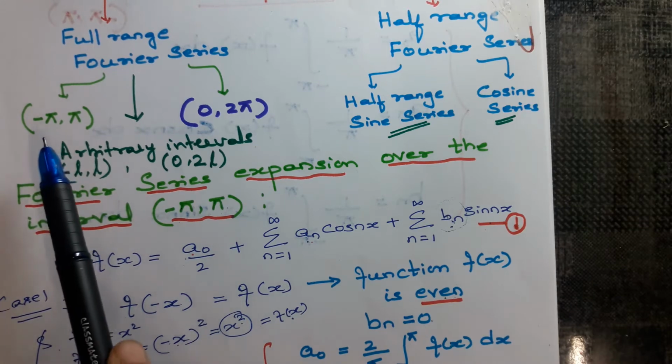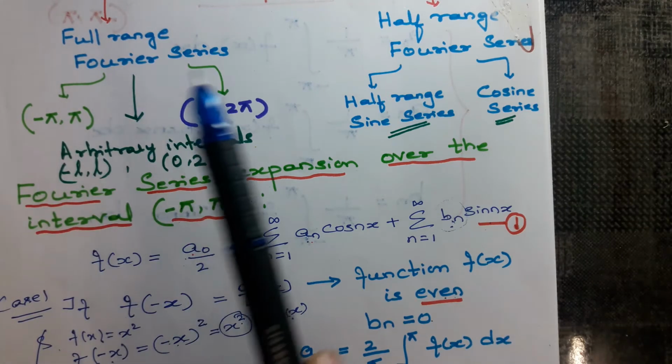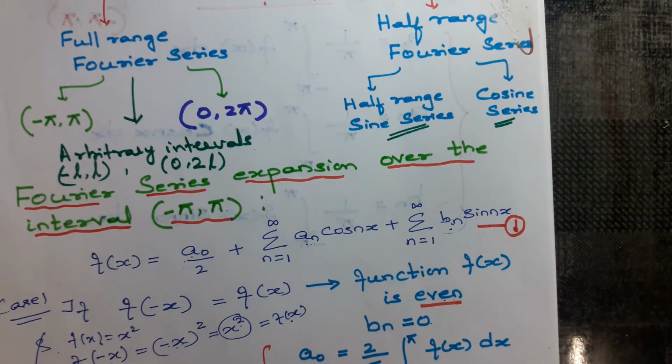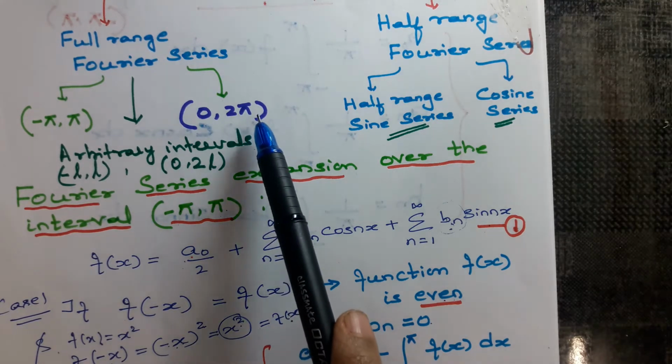Remember, this is for the minus pi comma pi interval and the 0 comma 2 pi interval. In this video, I am going to explain only the minus pi comma pi interval, what the Fourier series expansion is and how to solve a problem. In the next video, I am going to take up problems on the 0 comma 2 pi interval.